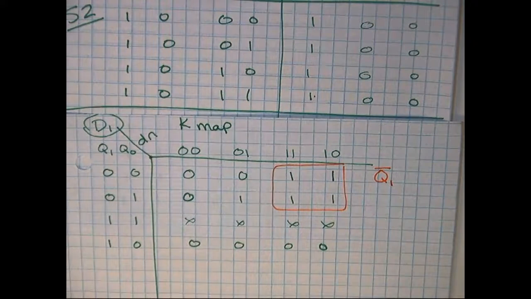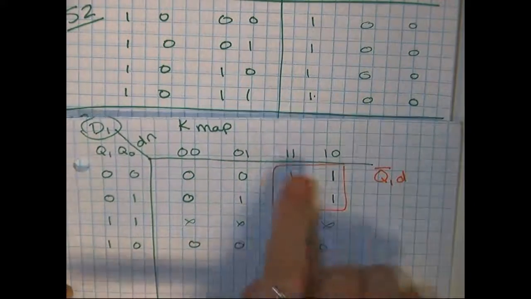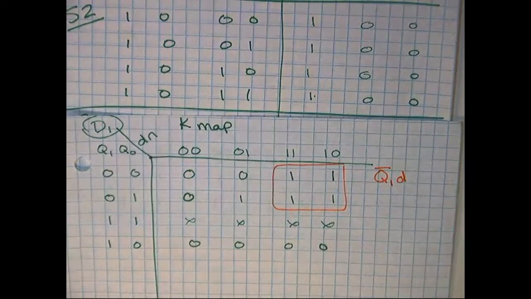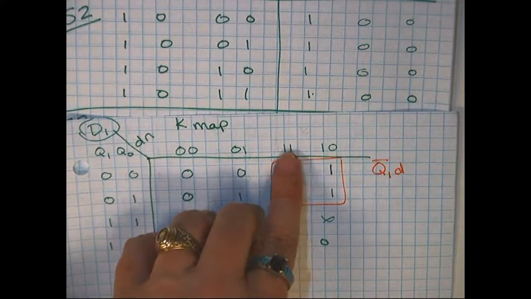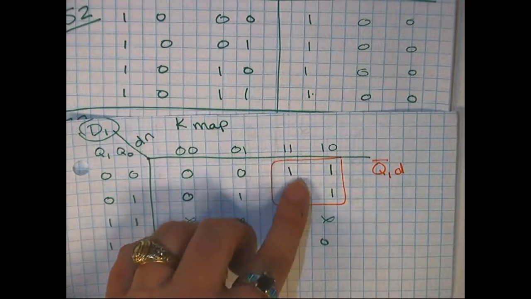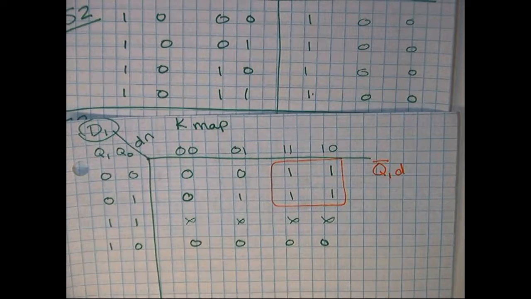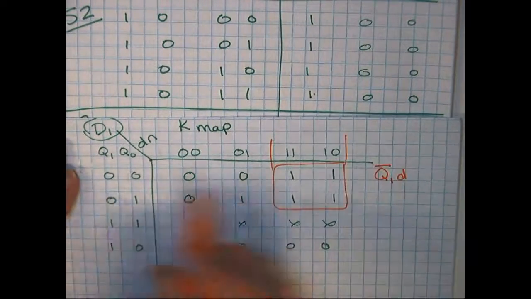And then what else do we care about that Jordan said? D. D has to be 1. And what about N? Do we care about N? No. Because what are the choices on N? Either 1 or 0 gets us into this box. So we're looking here, and we're looking here.